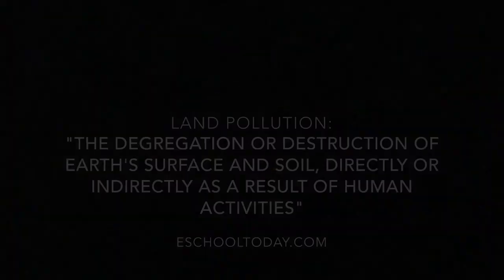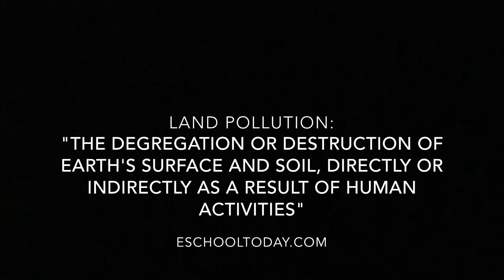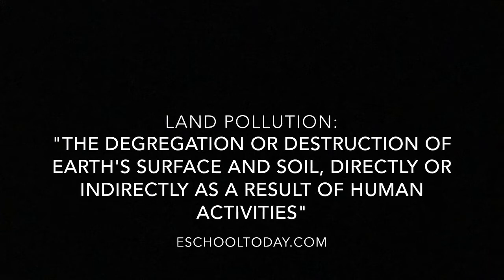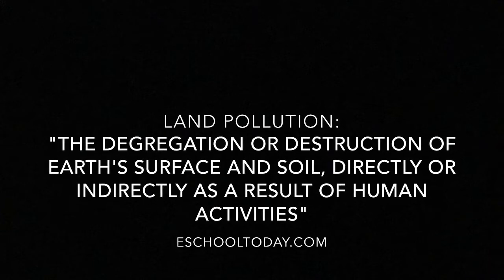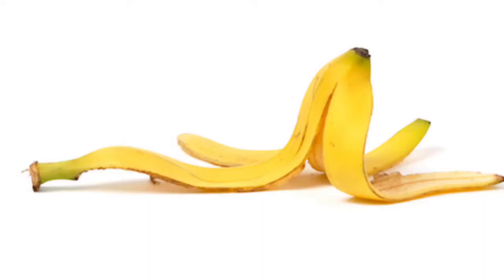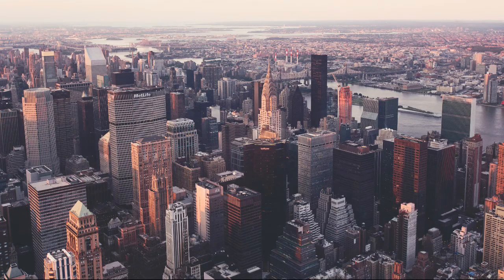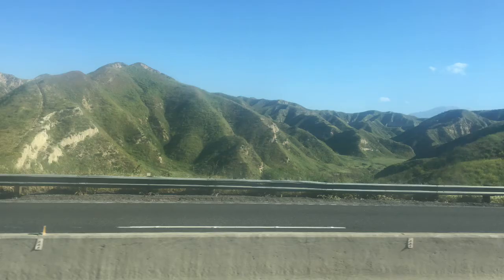Let's start with land pollution. Land pollution is the degradation or destruction of Earth's surface and soil, directly or indirectly as a result of human activities. Other than littering, other primary examples of land pollution are forest deterioration, landfills, and urban development. Without any luscious green filling our Earth, this causes a major shift throughout our climate and ecosystem, causing mass extinction and global warming.